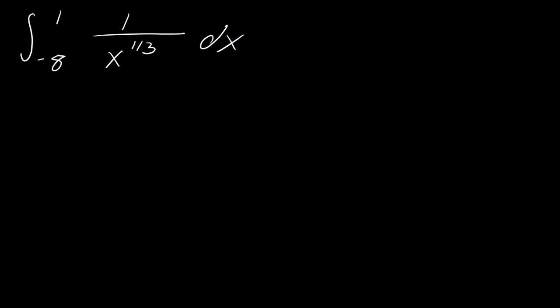Okay, so let's try another one. For this one, I've got the integral from -8 to 1 of 1 over x to the 1/3. What I want you to do is think about where this integral doesn't exist, and then based on that, how you would set up the integral. We've talked about this enough that I think you could set this up. So let's see if you can just set up the integral, and then hit play when you're ready.